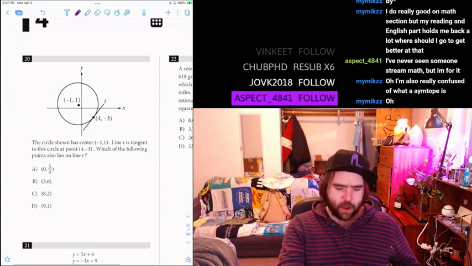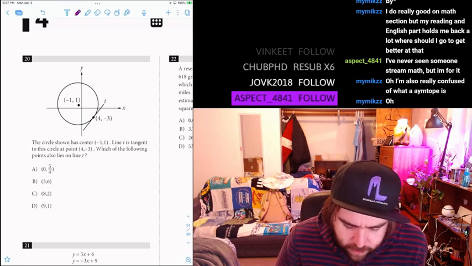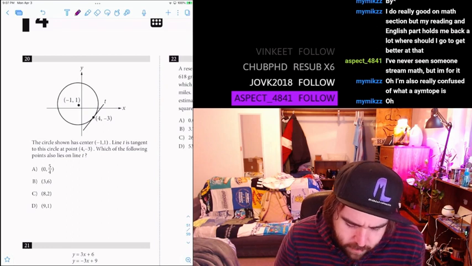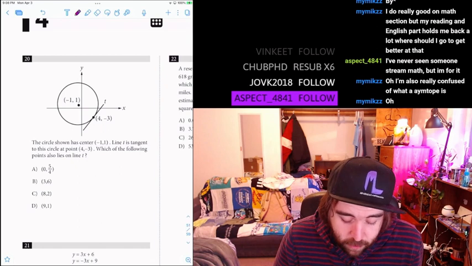Okay. I already see the 3, 4, 5 idea is probably going to happen. The circle has a center at -1, 1. Oh, maybe not. The line T is tangent to the circle at 4, -3, 5. Which of the following points also lies on the line T?